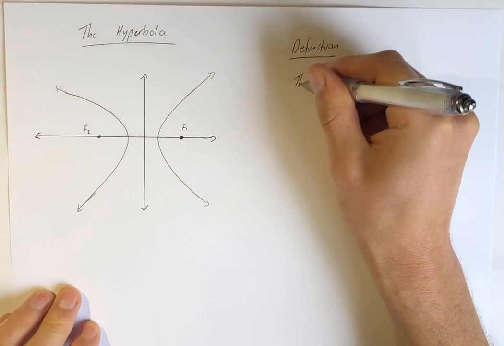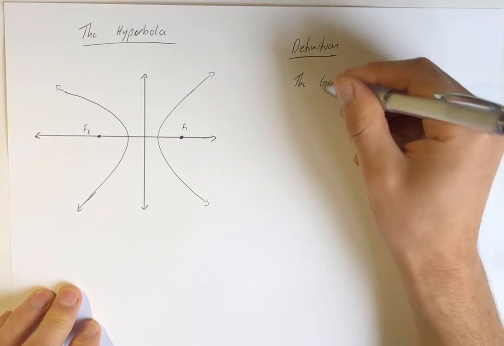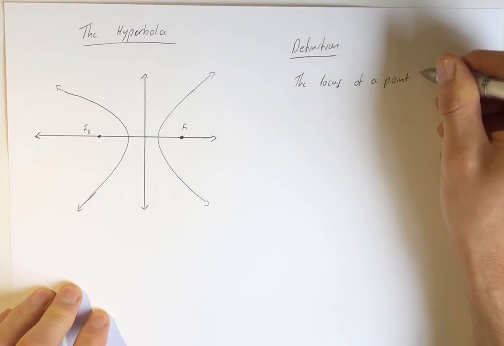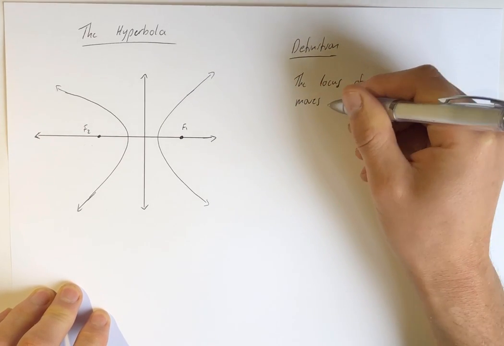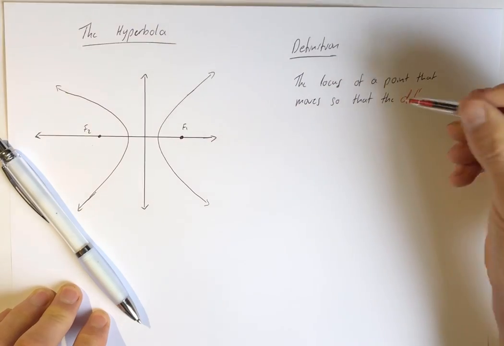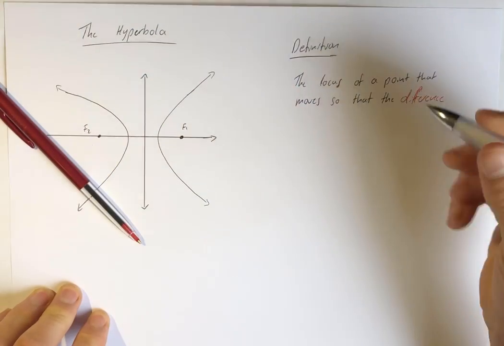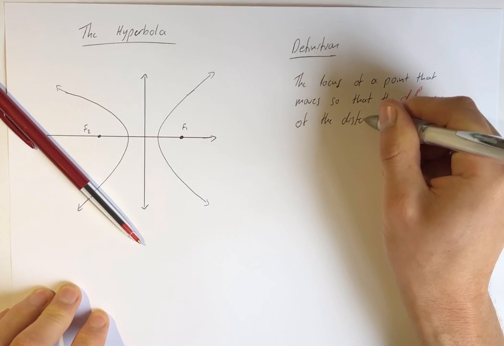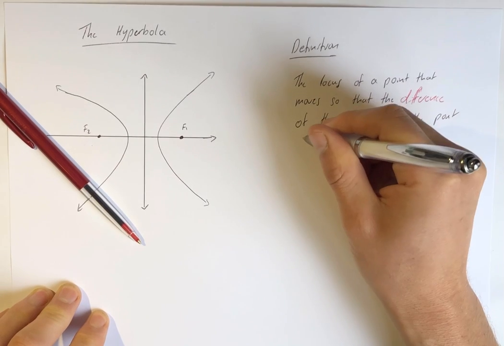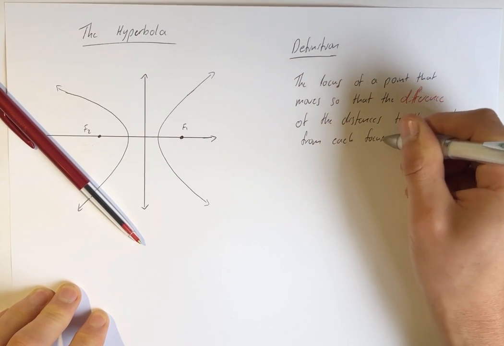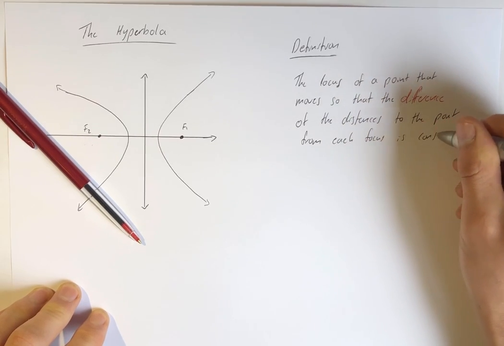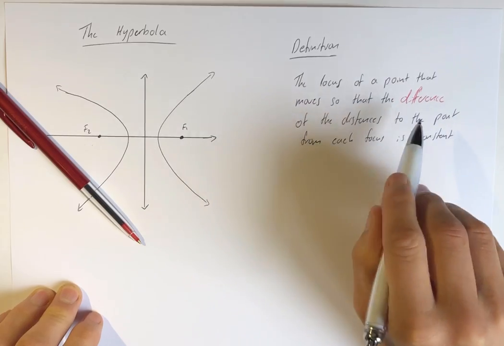So the locus, or loci, I'm not actually sure, I've only ever read it, of a point that moves so that the difference of the distances to the point from each focus is constant.